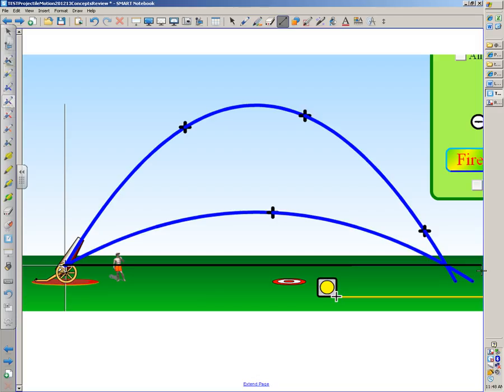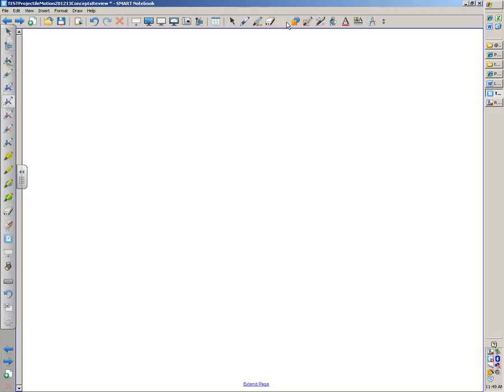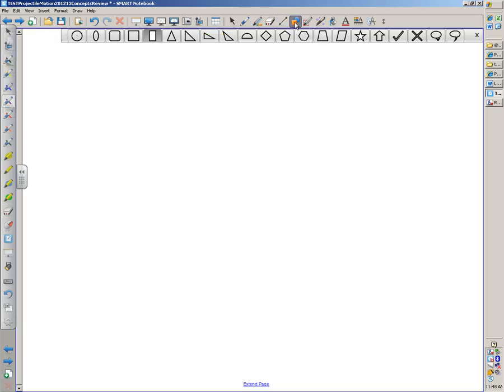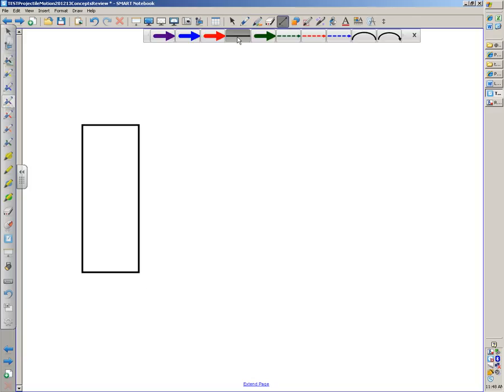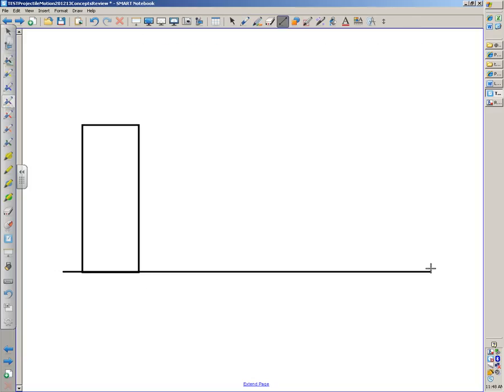The last type of problem that we talked about dealt with something starting up on the ledge. Here's my ground. And now we're launching this object like this, right?